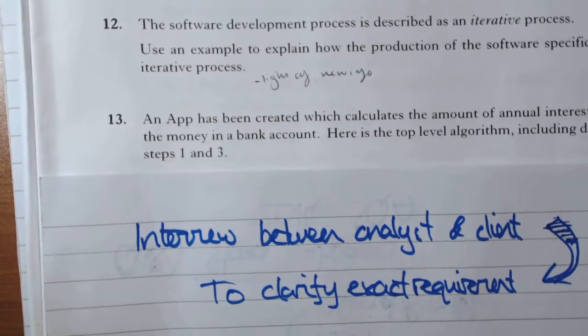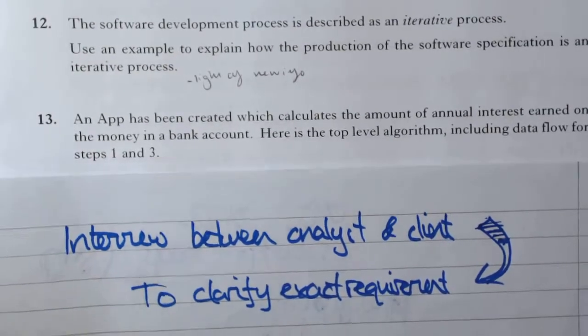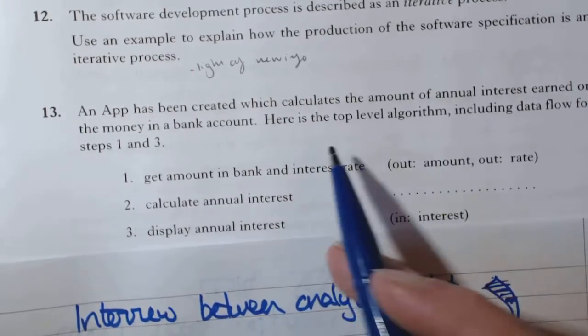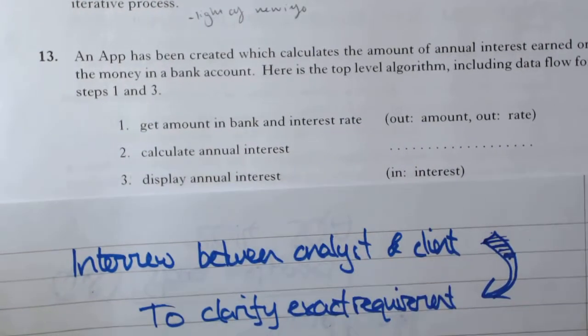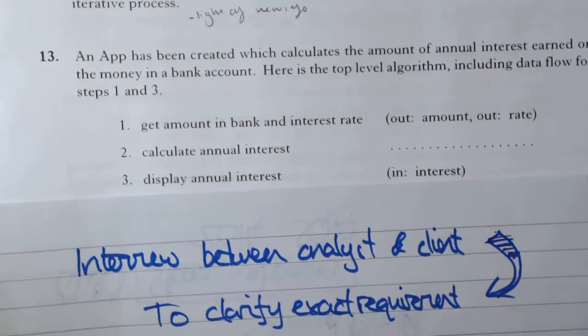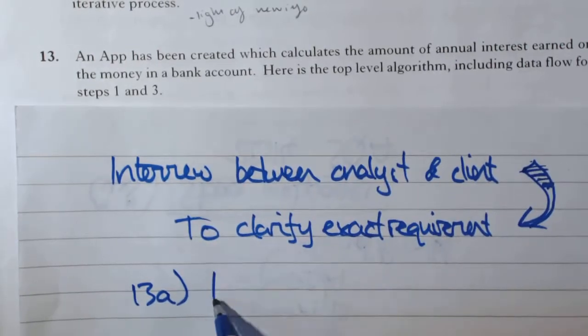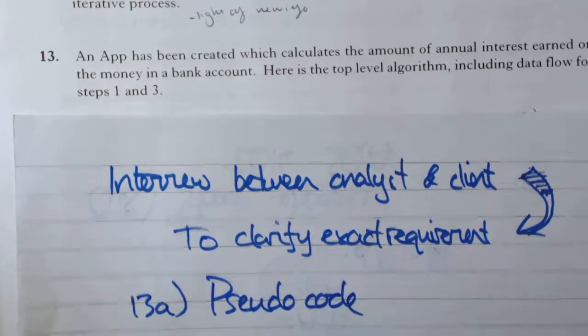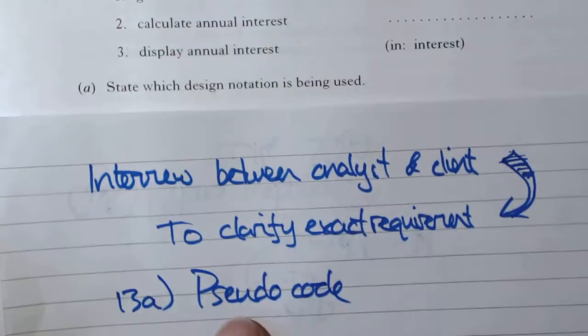And question 13: an app has been created, and here's a top level algorithm. Okay, so this is top down design, right? Top level algorithm, and they're basically asking, what type of design is that? And hopefully you'll be able to say, well, that's pseudocode. Right, so this is pseudocode.